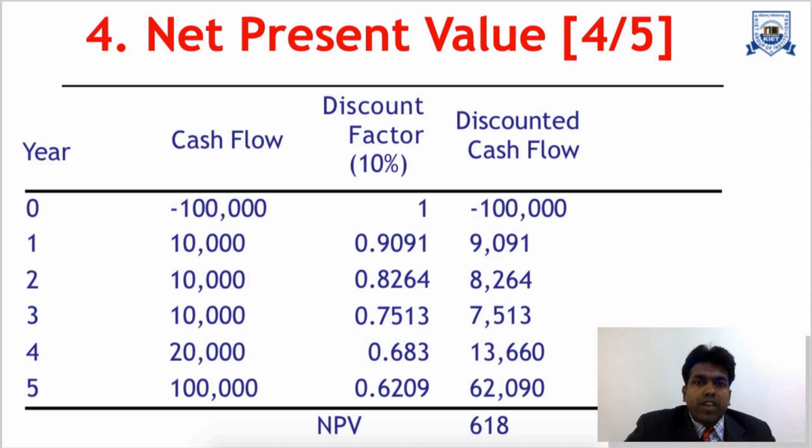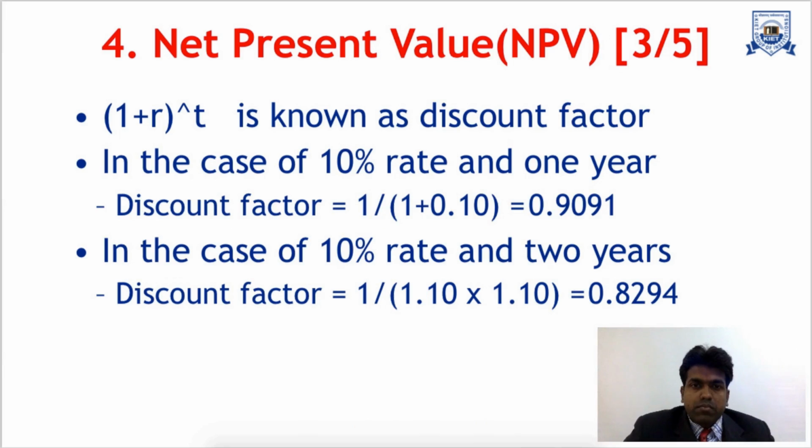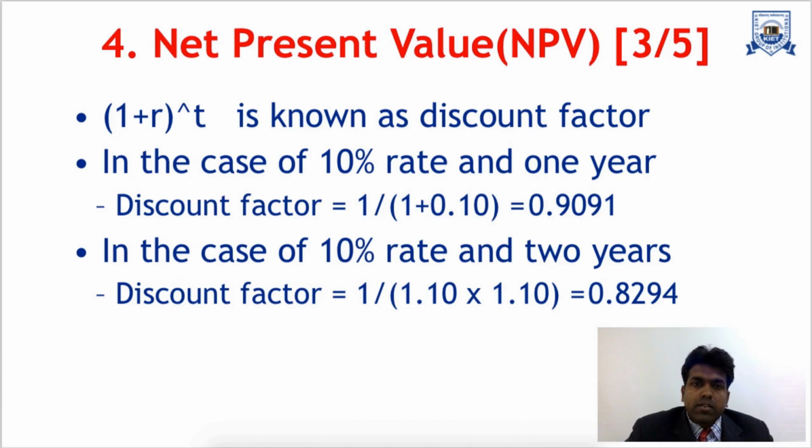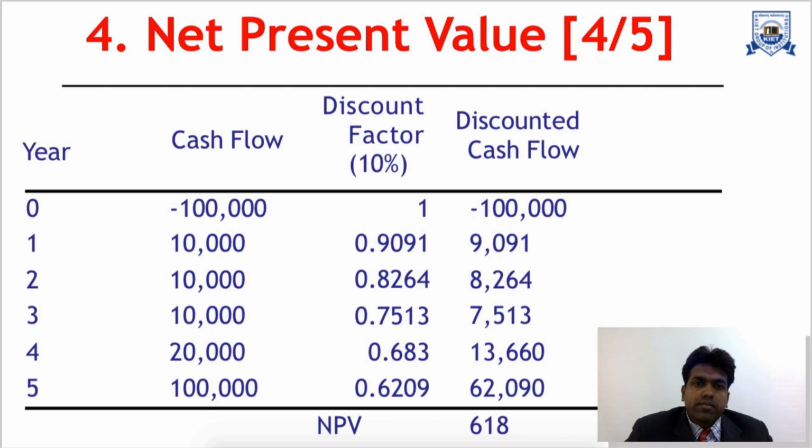The discount factor, I already showed you how it is calculated, by using this formula: 1 divided by 1 plus r power t. So whenever we put in these values, for the first case, that is for the 0th year, it will come to 1. Then for the first year, I have calculated it here: 1 divided by 1 plus r, as r is 10%, so it will be 0.10, power 1 for the first year. So we'll get this value.